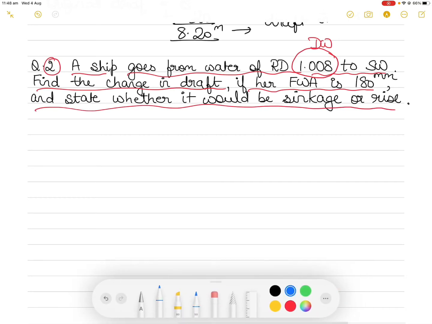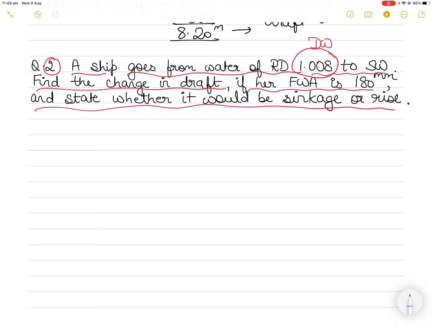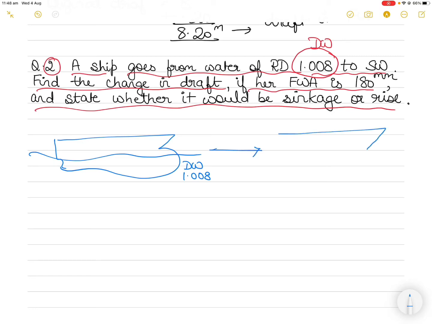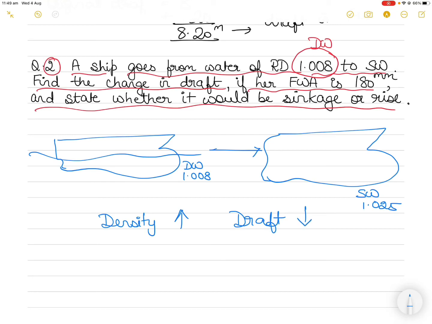Alright, so let's take up a similar understanding to what we understood before. Currently your vessel is in dock water density of 1.008, and you are floating at a certain draft. From here the vessel is going into density of seawater, which is 1.025. So here, what is happening to density? Density is increasing. So what will happen to draft? Draft will decrease. So draft has an inverse relationship with density, or vice versa.